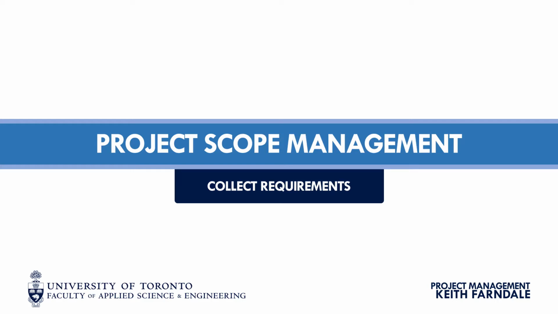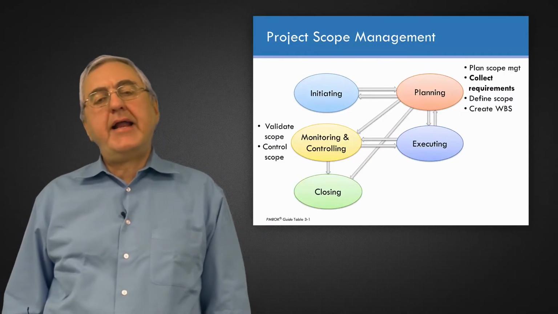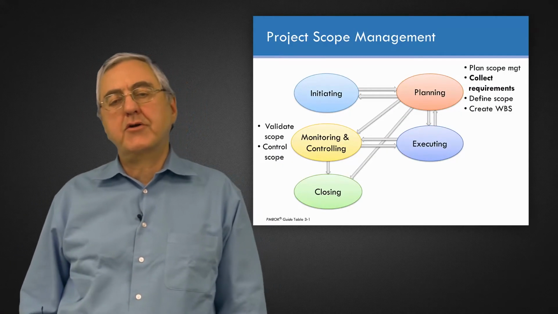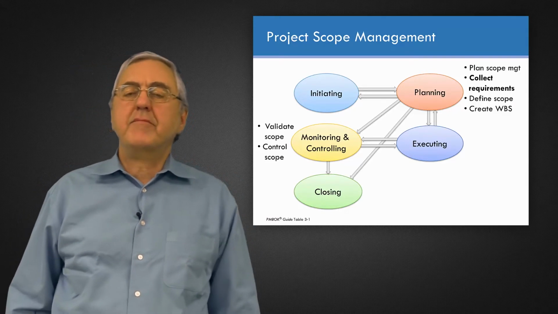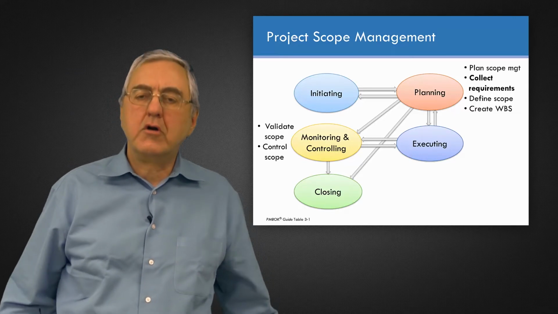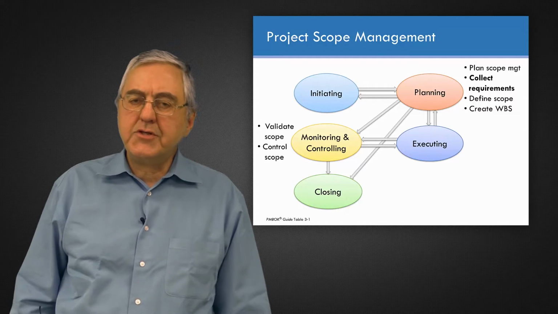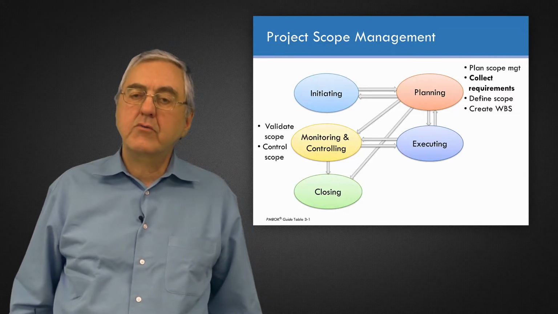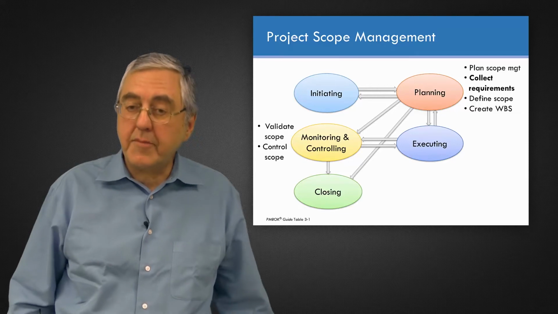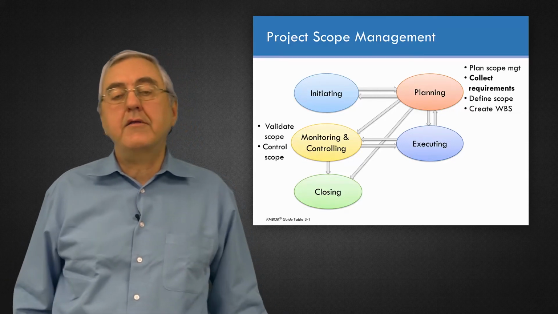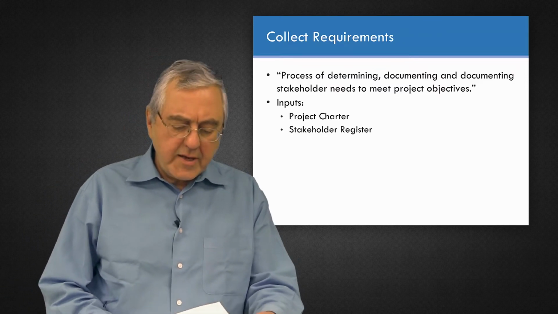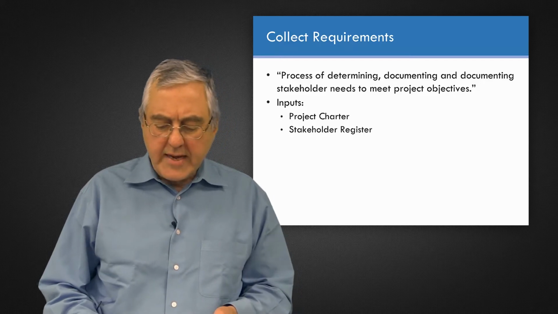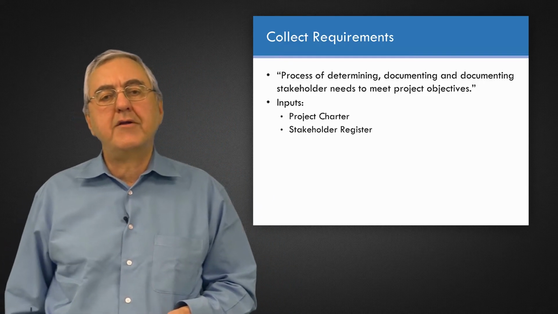Project scope management, let's talk about the process collect requirements. It's part of the planning processes within project scope management, and it's related to discussions that we could have from the point of view of project stakeholder management, because in stakeholder management we say that stakeholders have expectations, which really are a form of requirements. Now let's focus a little more directly on these requirements. So it is defined as determining and documenting stakeholder needs to meet project objectives.